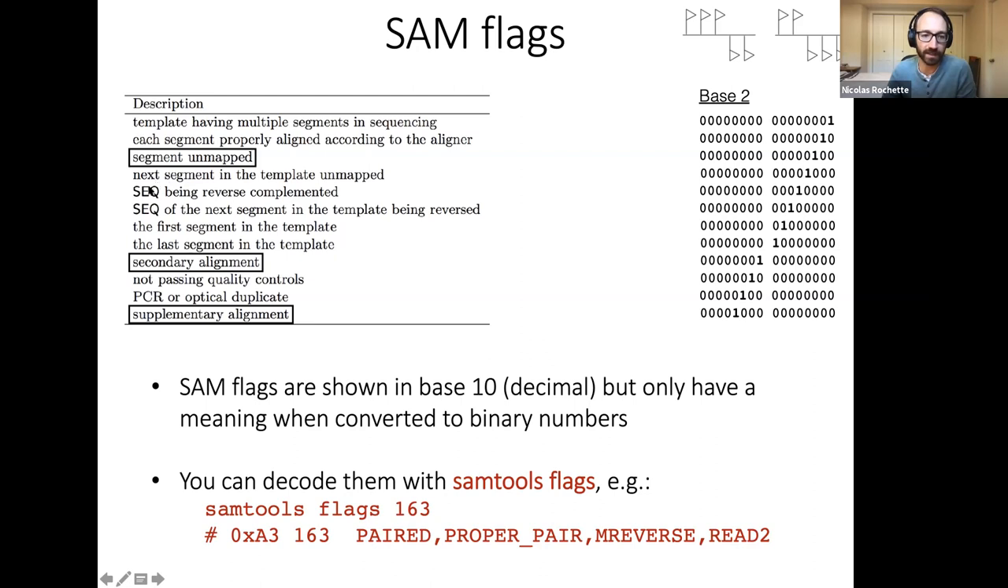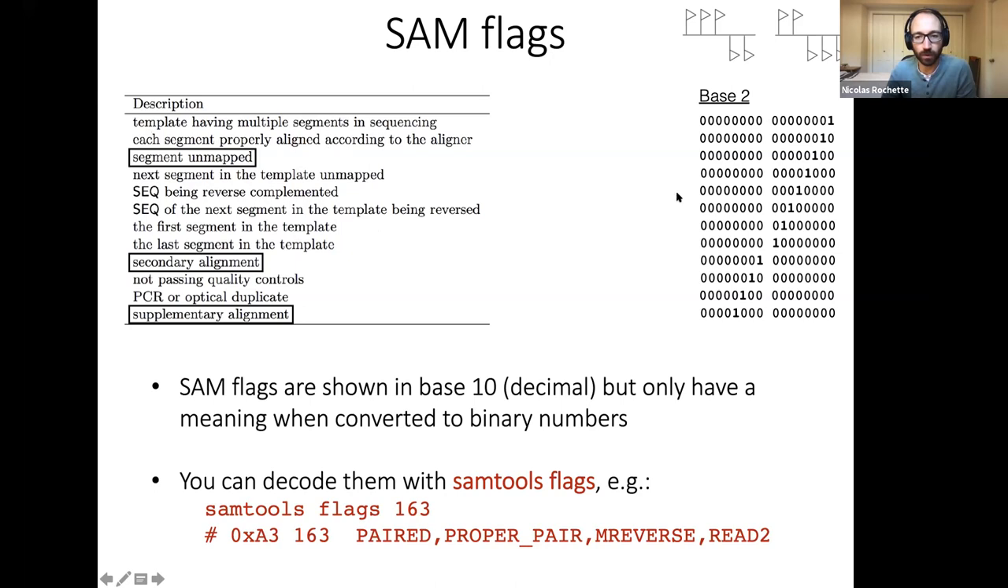is not going to have any of these three flags. And then we have other flags, like whether the sequence mapped to the read maps to the negative strand of the genome, whether the read is paired, whether the aligner has found the two reads of a pair in the same area of the genome.